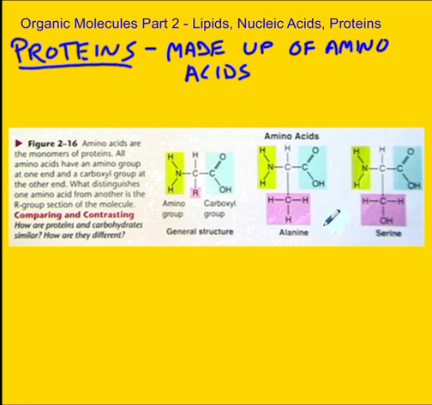You can see here in alanine there's a carbon and 3 hydrogens. Serine, it's a little bit different. Instead of a hydrogen in this position, it's an OH, an oxygen and a hydrogen.